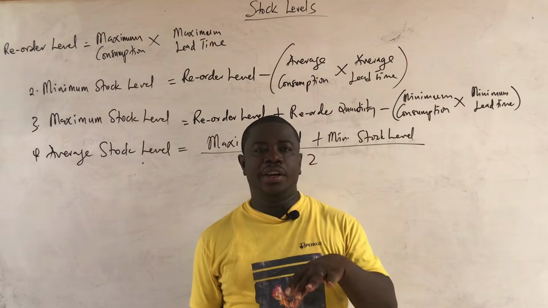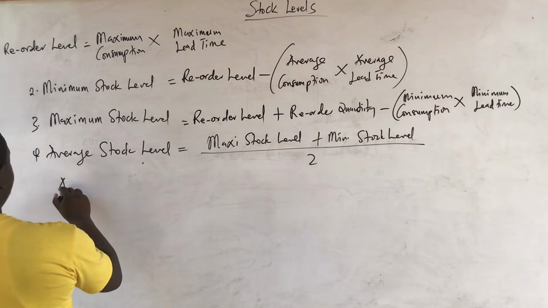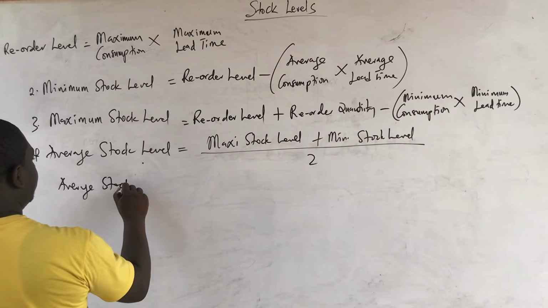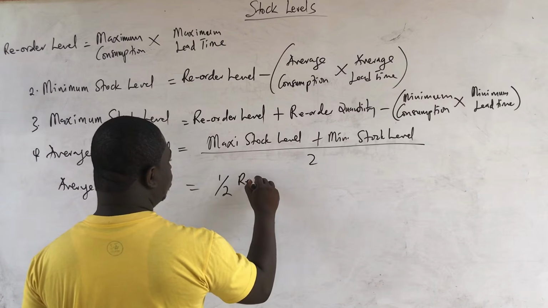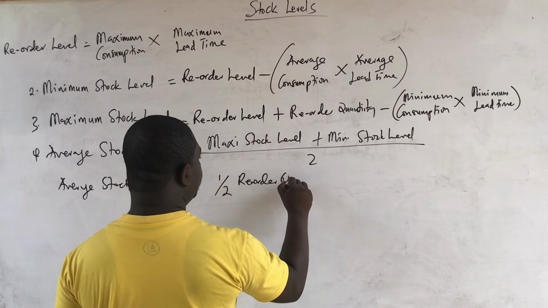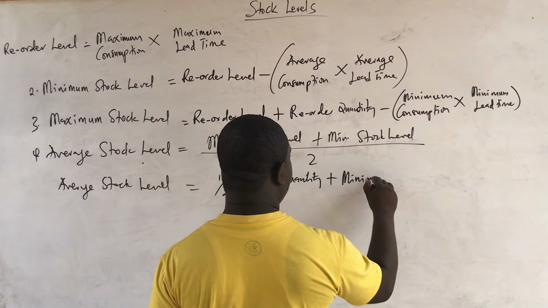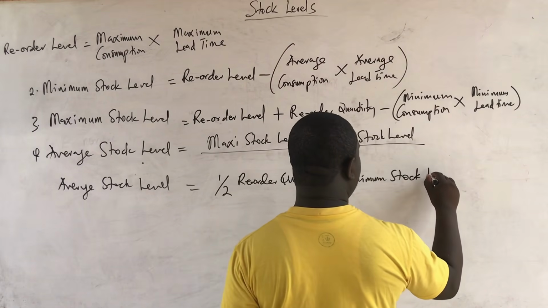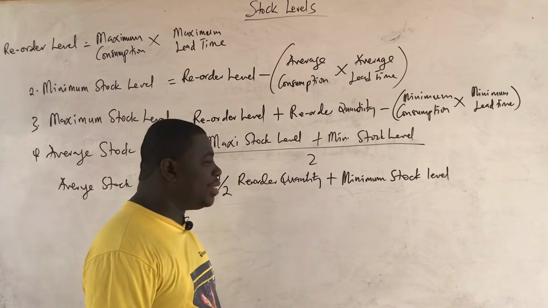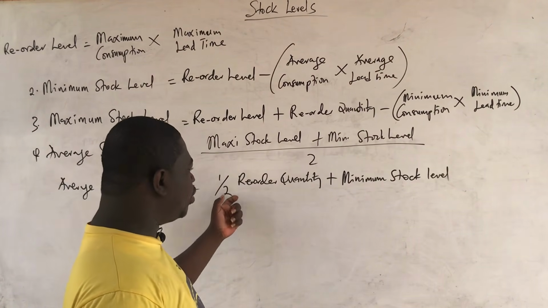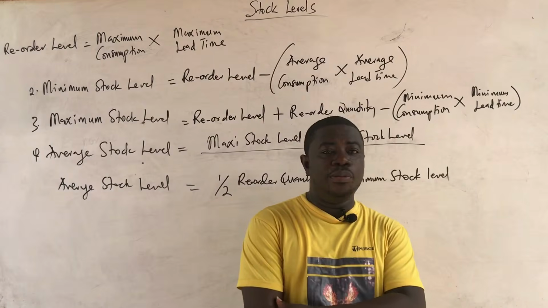Now, another way you can calculate your average stock level, there is an alternative formula for the average stock level, and that is going to be your half reorder quantity. So half times the reorder quantity plus the minimum stock level. So that is your average stock level. It's also just estimated. You divide the reorder quantity by 2, and then you add that to the minimum stock level. That is another way you can go by the average stock level.